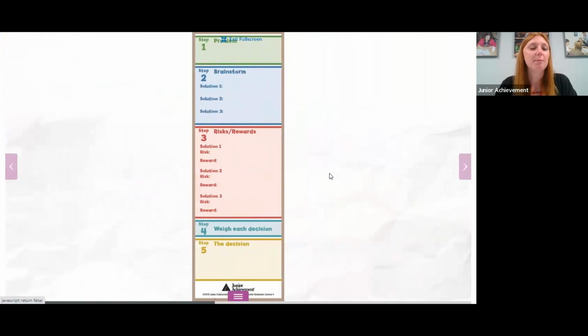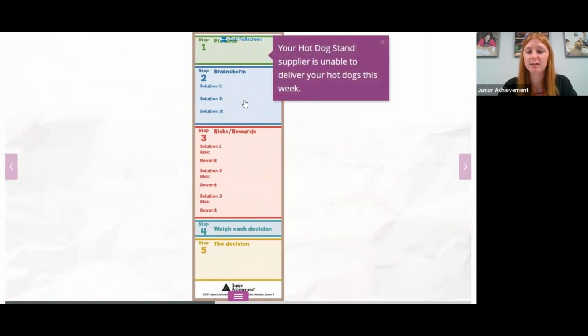We are faced with a big problem in today's activity. So we just spent the last lesson being entrepreneurs of a hot dog stand game. However, this lesson, our hot dogs are not going to be delivered to us. So what are we going to do? We've defined our problem: our hot dog stand supplier is unable to deliver our hot dogs. Now we need to brainstorm.